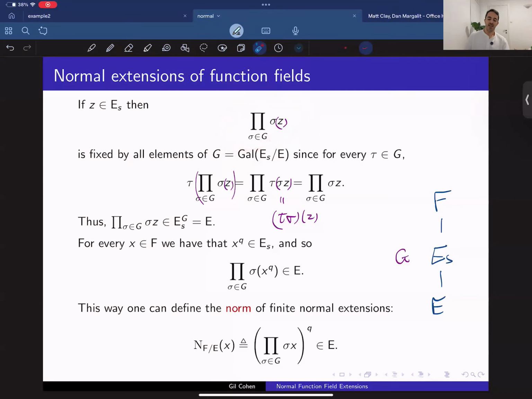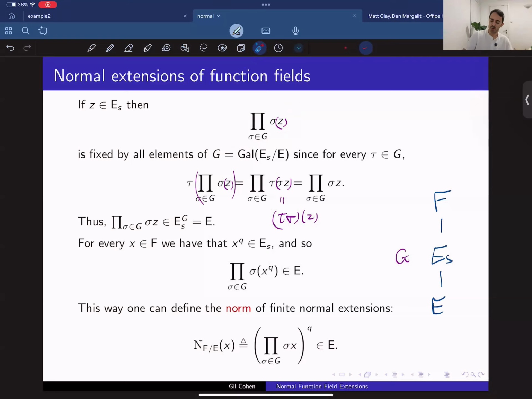So this element is fixed by all elements in G, in the Galois group of E_S over E. And so this means that this element is in the fixed field of E_S by G, but that's E, right? Because this extension is Galois, we know that an element is fixed by all elements in the group precisely when it is in the lower field, E. So what we just said is that this element actually lives in E.